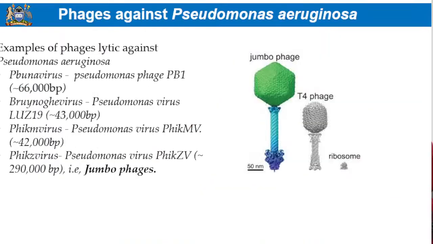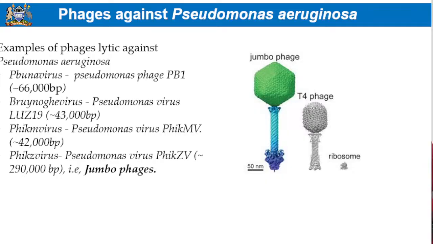In the lab I'm working in, I've isolated bacteriophages for Pseudomonas aeruginosa. One of the bacteriophages I've isolated is called bunaviruses, others are called brunogeviruses, and they are ficmiviruses. These three viruses have a lytic activity. They kill that multi-drug resistant bacteria.